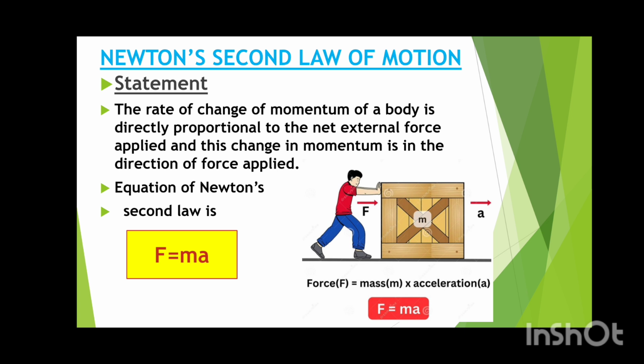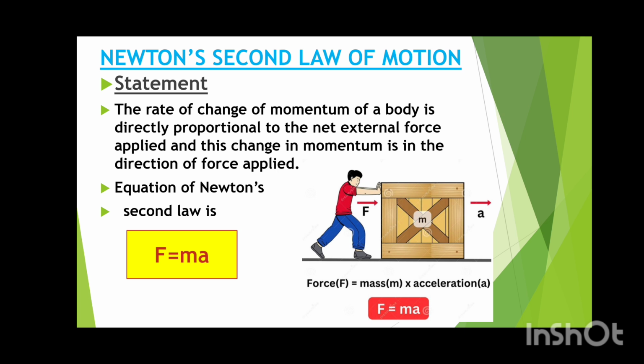The equation form of Newton's second law is F = ma, where F is force, m is mass, and a is acceleration. See the boy pushing the box with a force F. It has a mass m and accelerates with acceleration a. So force is equal to mass into acceleration, that is F = ma.